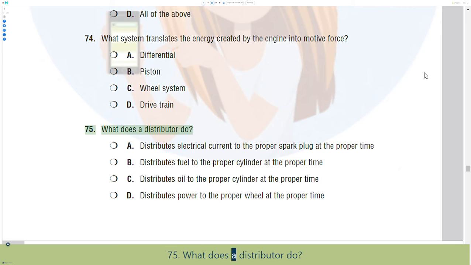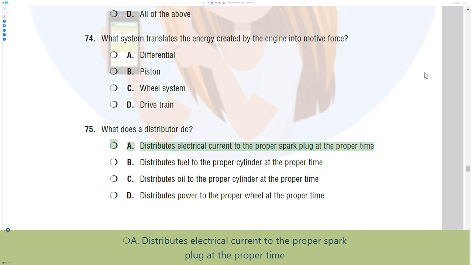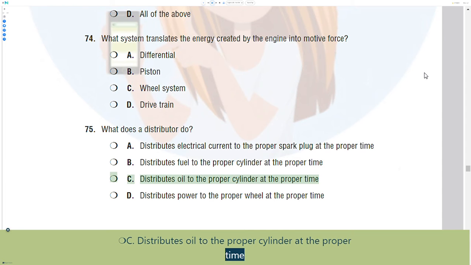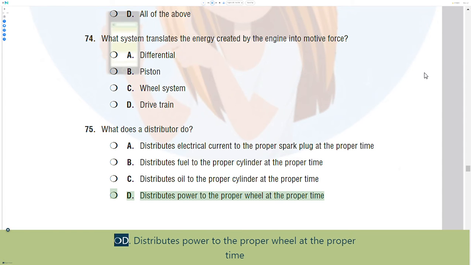75. What does a distributor do? A. Distributes electrical current to the proper spark plug at the proper time. B. Distributes fuel to the proper cylinder at the proper time. C. Distributes oil to the proper cylinder at the proper time. D. Distributes power to the proper wheel at the proper time.